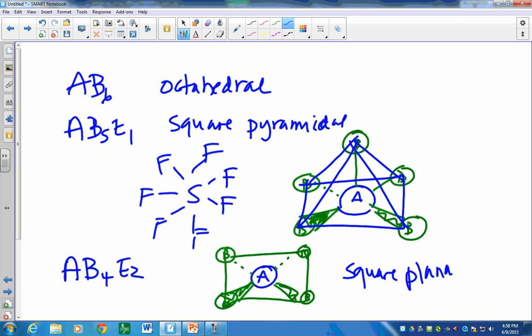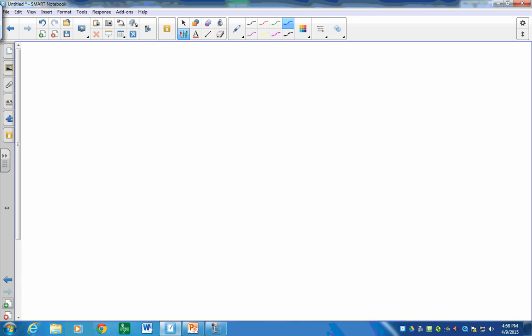But what's interesting is in octahedral, all of the bonds are 90. On an AB5E1, there's a couple bonds that get squished. They're a little less than 90. But then an AB4E2 is exactly 90 again, and that's because the lone pairs are symmetrically arranged top and bottom, and so they work against each other and they push with the same force, and so it's back to 90 degrees.